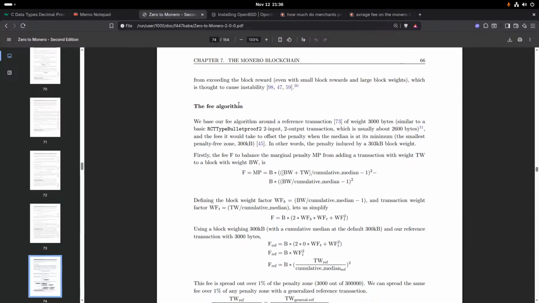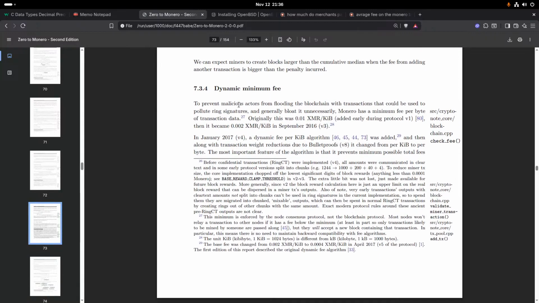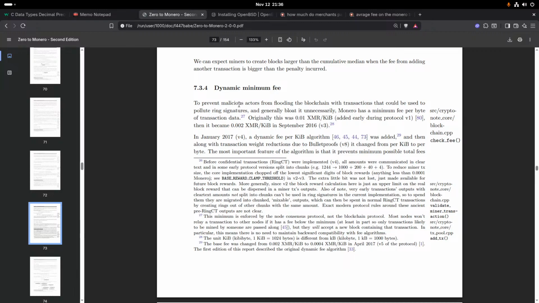There we go. The fee algorithm. Dynamic minimum fee. To prevent malicious actors from flooding the blockchain with transactions that could be used to pollute ring signatures and generally bloat it unnecessarily, Monero has a minimum fee per byte of transaction data.